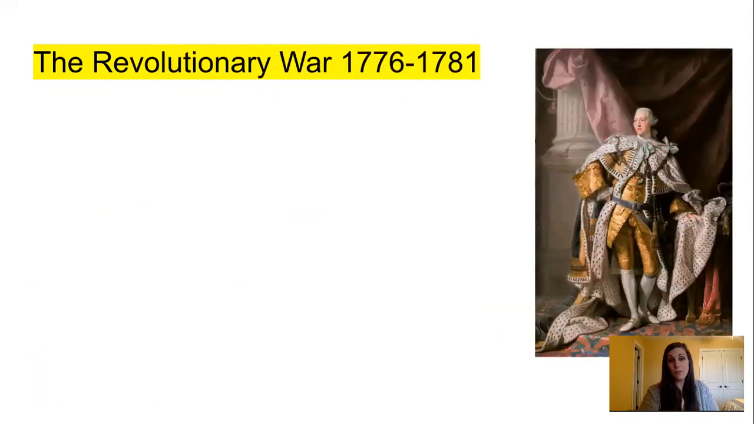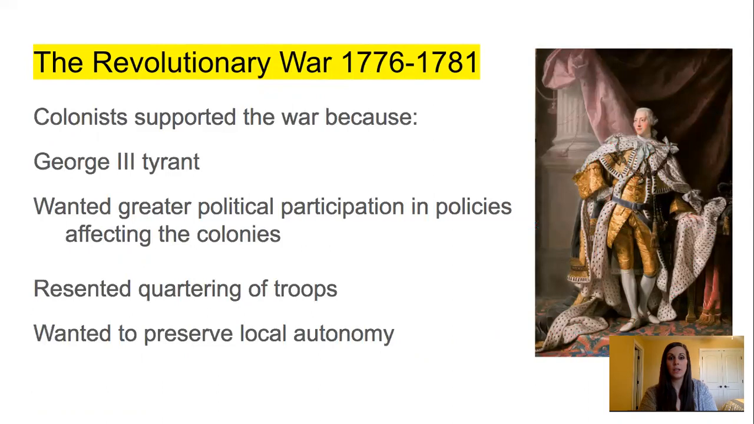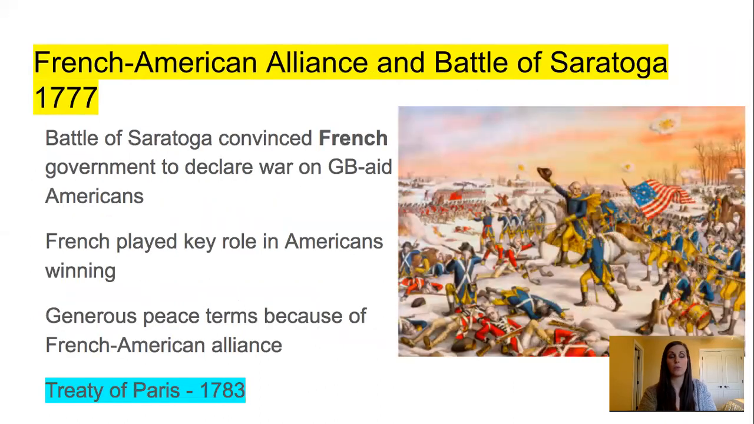So the war itself, there's George III. Reasons the colonists support the war: for one, they're not a fan of the king. They believe he's a tyrant. They want more political participation. They don't think Parliament is giving the consent that they feel they should have as British subjects. So that whole no taxation without representation. They hate the Quartering Act. They don't like keeping troops in their homes, and they want to preserve local autonomy. So those are reasons, among others, why the colonists are going to support the war.